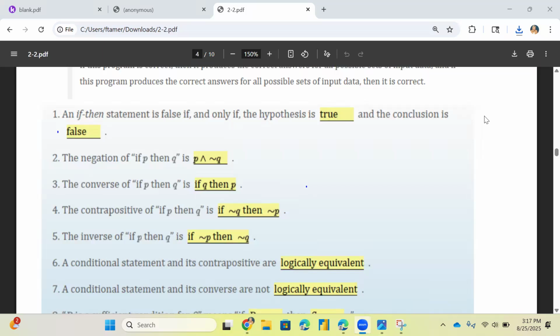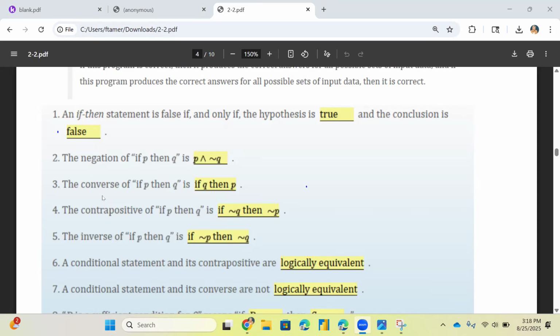Let's take a look at some summary statements from this lesson. Number one is, an if-then statement is false if and only if the hypothesis is true and the conclusion is false. This is the only time an if-then statement will be false: the hypothesis is true, but the conclusion is false. The negation of if P then Q is P and not Q, because remember, if P then Q will be translated as not P or Q, so its negation will be P and not Q.